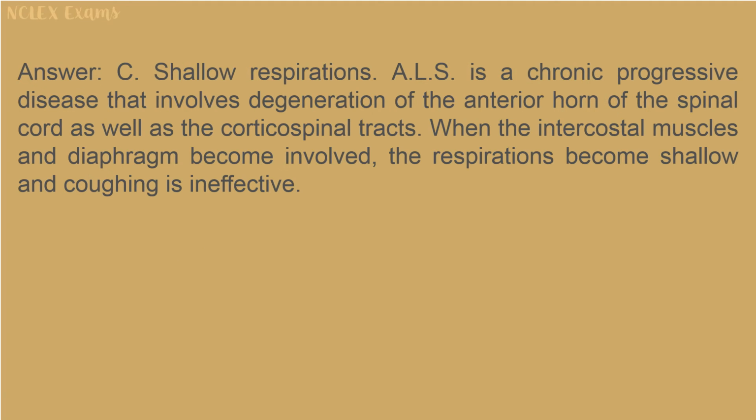Answer: C. Shallow respirations. ALS is a chronic progressive disease that involves degeneration of the anterior horn of the spinal cord as well as the corticospinal tracts. When the intercostal muscles and diaphragm become involved, the respirations become shallow and coughing is ineffective.